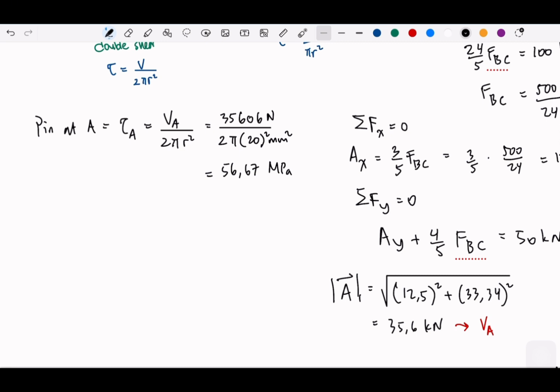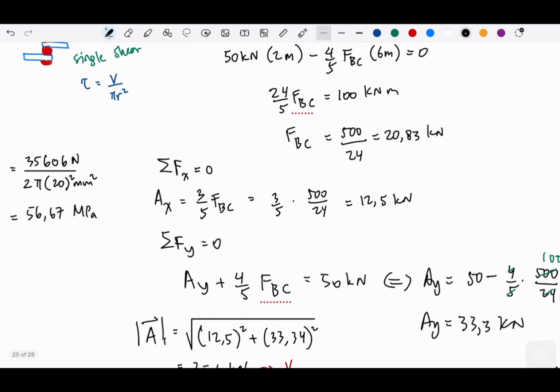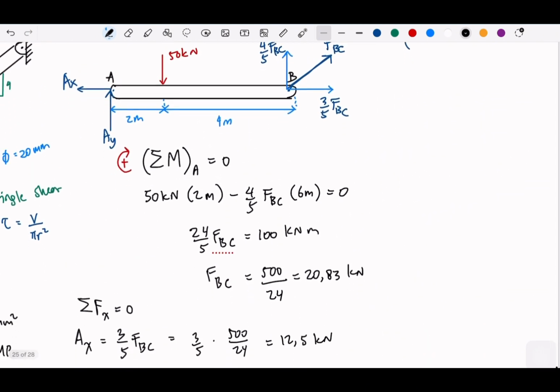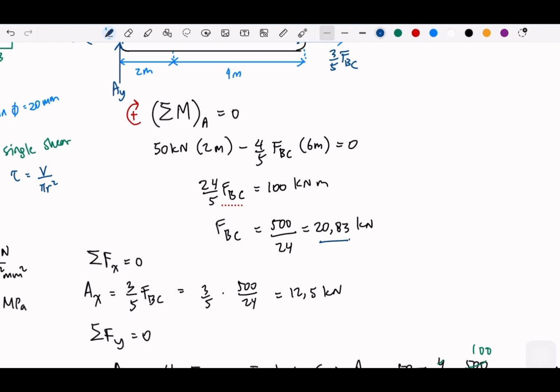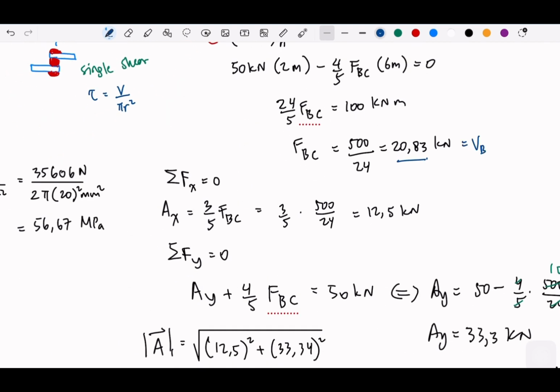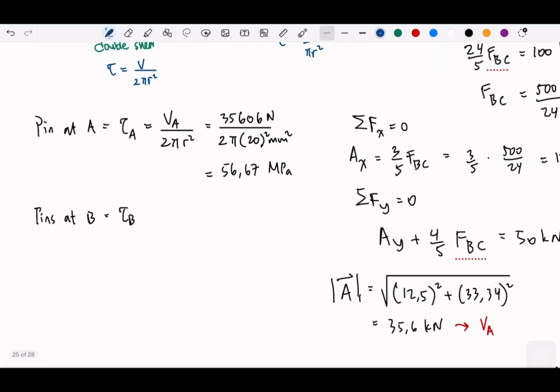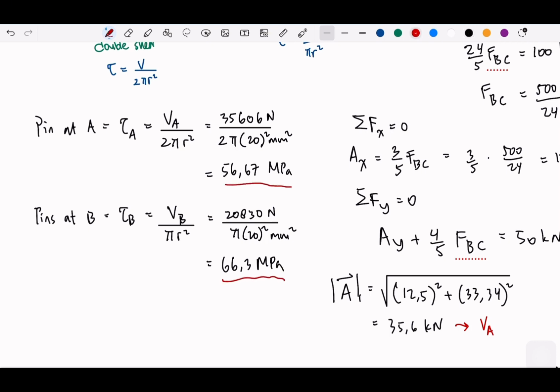And then the pin at B, or tau B, the VB is the FBC, which is the 20.83 kilonewton. So this will be equal to VB. So write down here the VB divided by only pi r squared, the single shear. So 20,830 Newton divided by pi 20 millimeter squared. This is around 66.3 megapascal, and we get all the stresses on each pin.